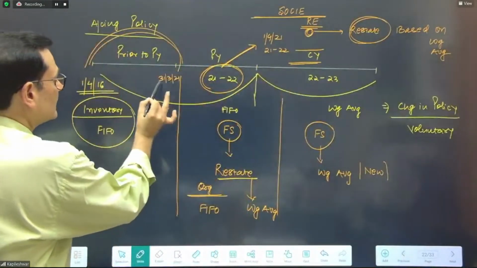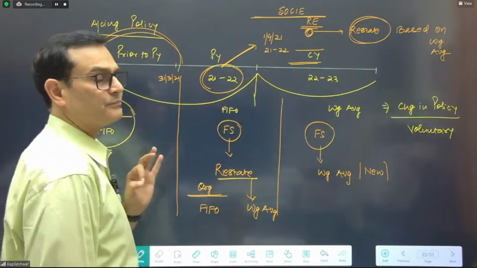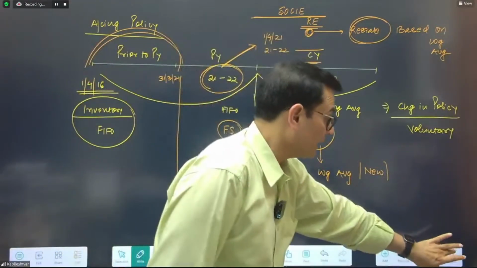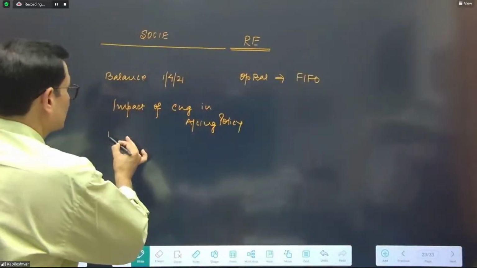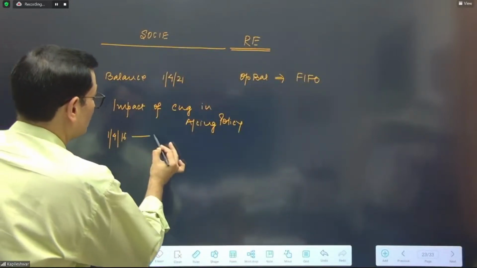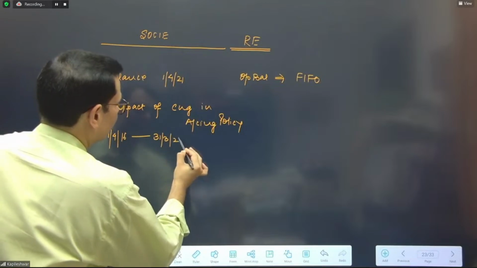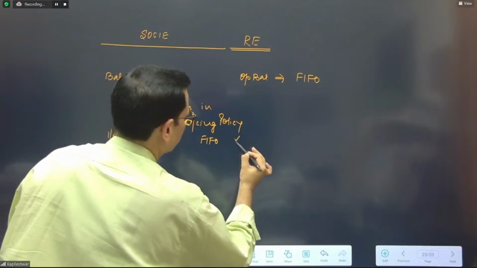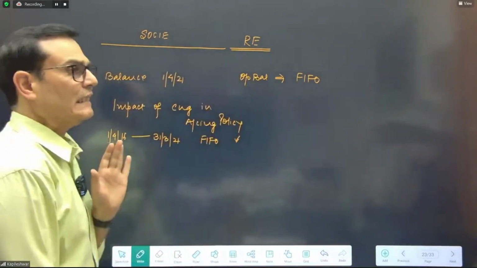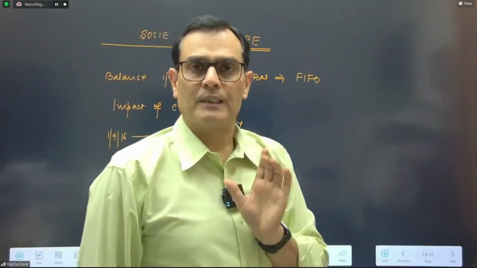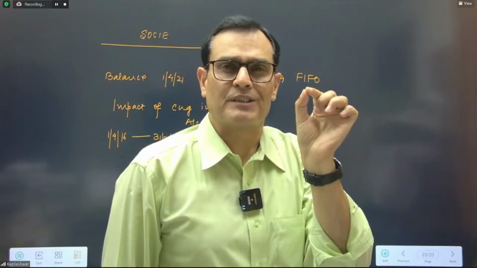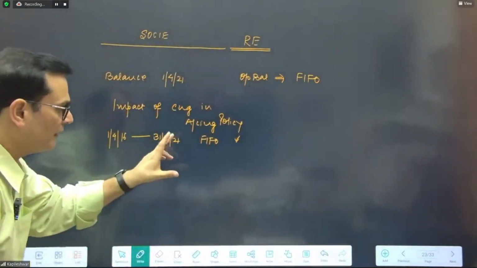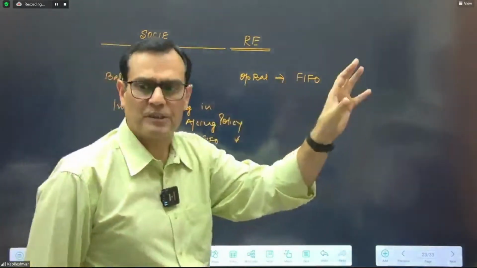From 1st April 16 till March 21, the company would have applied first in, first out. Let's see what the profits of the company are for this entire block. See what profits you've computed for 16-17, 17-18, till the end of 2021, and see what the profits are based on FIFO.